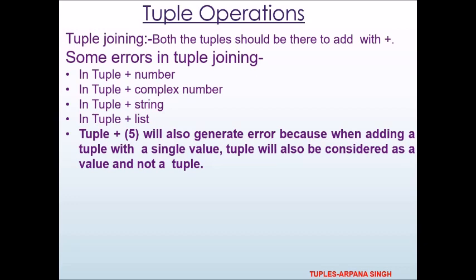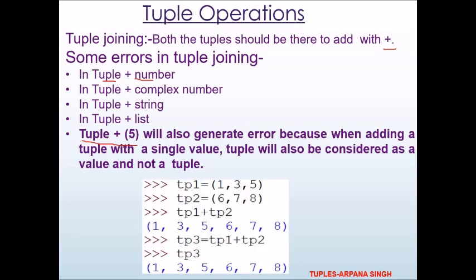So you can see joining can be done only with the plus operator, but if you are using the plus operator between a tuple and a number, you cannot use it. Between a tuple and a complex number, tuple and string, tuple and list, these are not possible. This I told you, this will also generate an error. It should be a comma here. That is, only a tuple can be concatenated with a tuple. So you can assign the sum of two tuples, that is these two concatenated tuples, to a third tuple variable also.